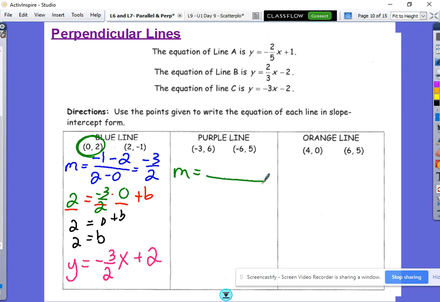All right, so hopefully you've caught up now. We're at 5 minus 6 over negative 6 minus negative 3. We simplify that, leaves you with negative 1 over negative 3, which becomes positive 1/3.